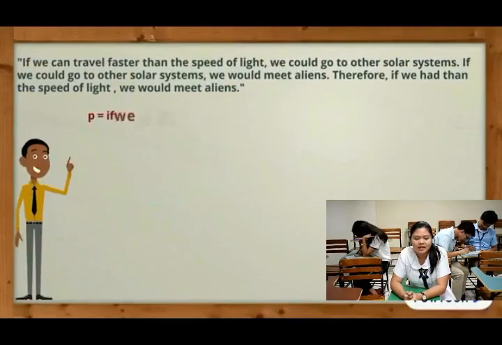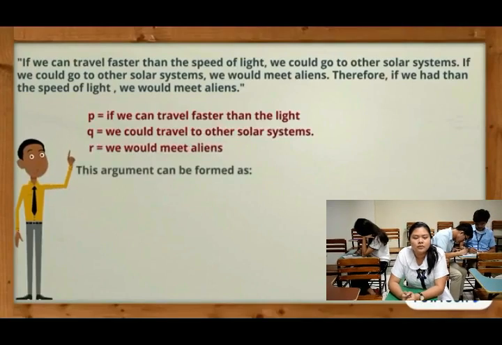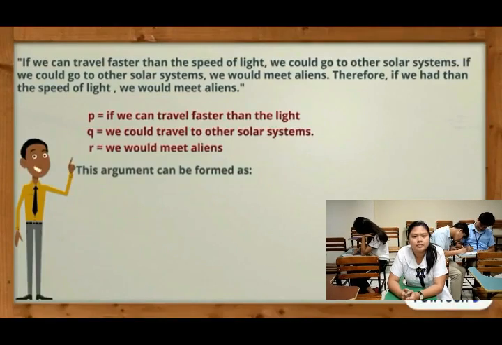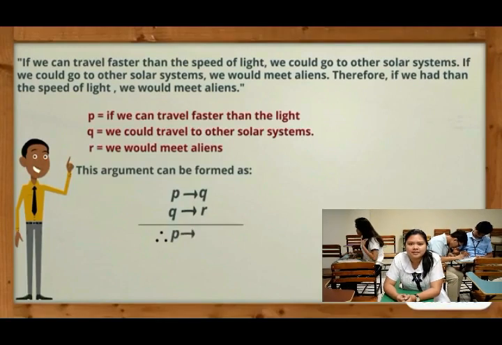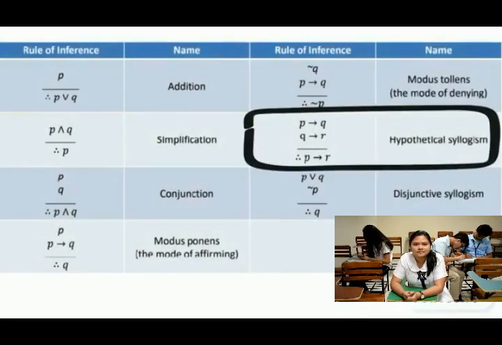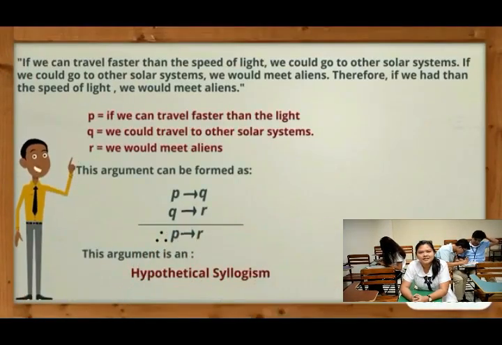In this argument, let our P be we could travel faster than the speed of light. Our Q would be we could go to other solar systems. Lastly, our R would be we would meet aliens. This argument can be formed as P implies Q and Q implies R. Therefore, P implies R. So let's go back to our table and see what kind of rules of inference this is. This argument is clearly an example of hypothetical syllogism.